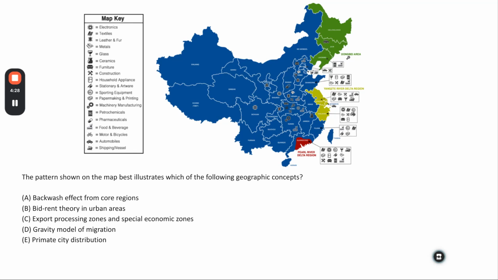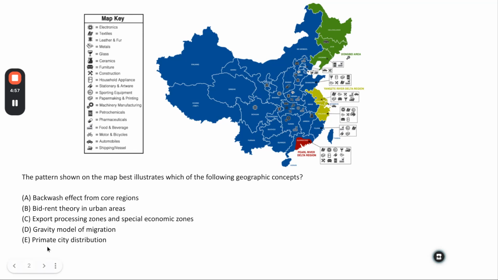Letter C is talking about export processing zones and special economic zones, or SEZs. What we see here is that we definitely are looking at different products. However, if we look a little closer, there are some different shaded colors, and each one of those colors has a different title. So that's a possibility. Letter D, the gravity model of migration. We don't see any migration being demonstrated on this, especially in regards to the map key.